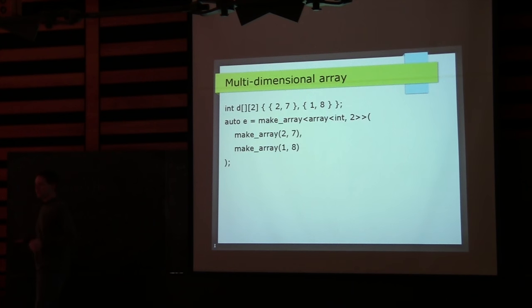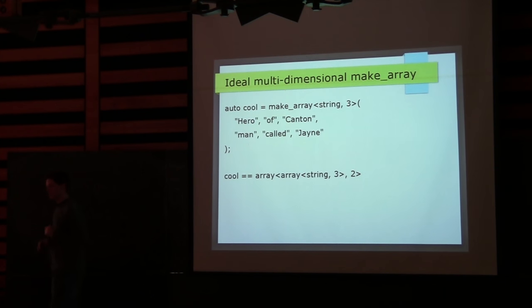Everything's happy. But then we have multidimensional arrays. C syntax on top, C++ on the bottom. That's no good. So can we do a little bit better than this?